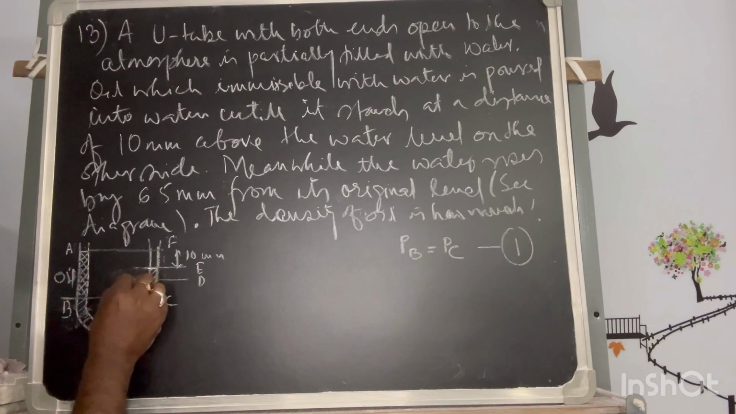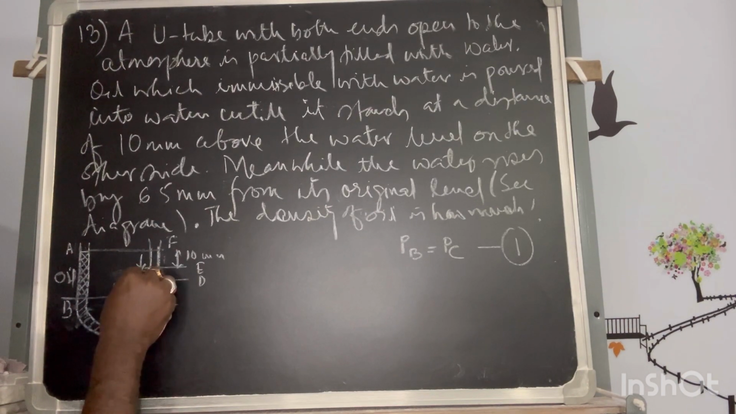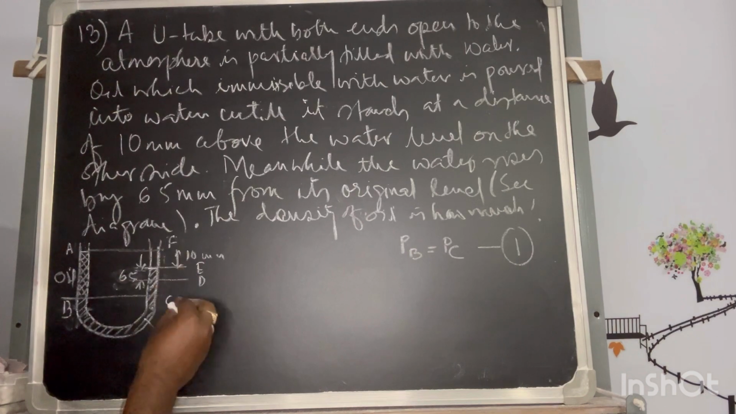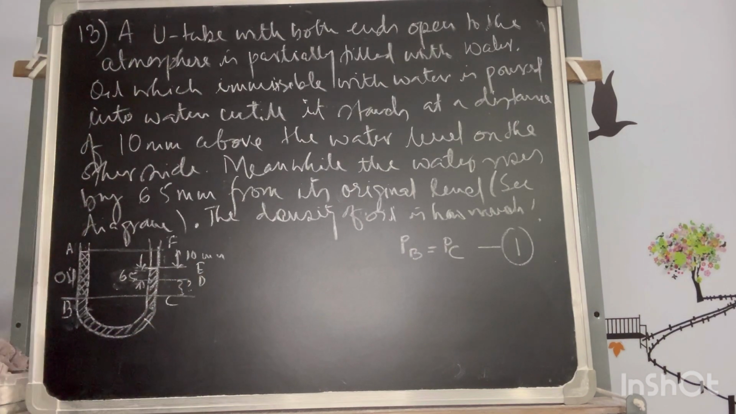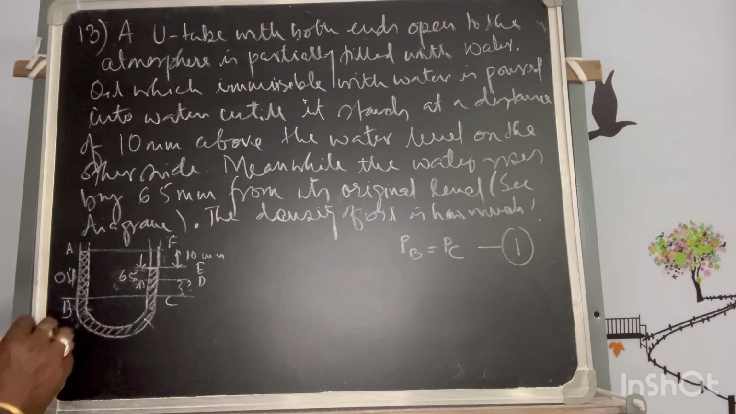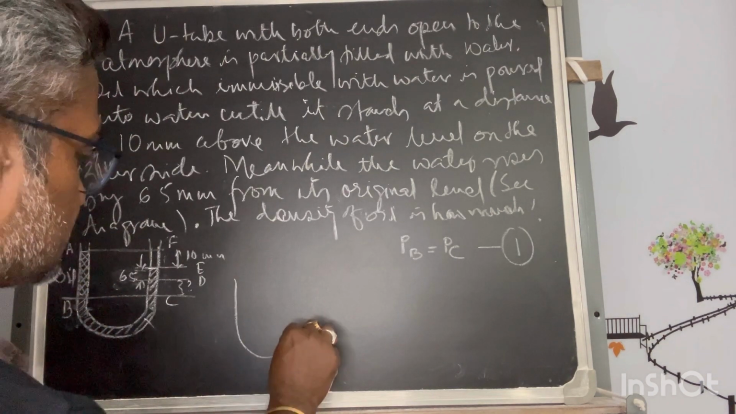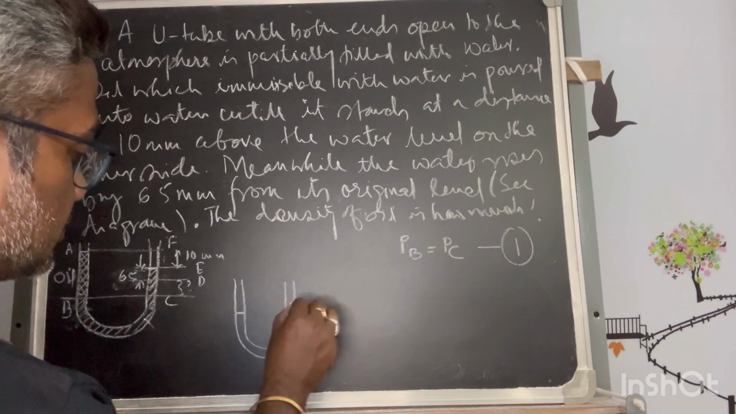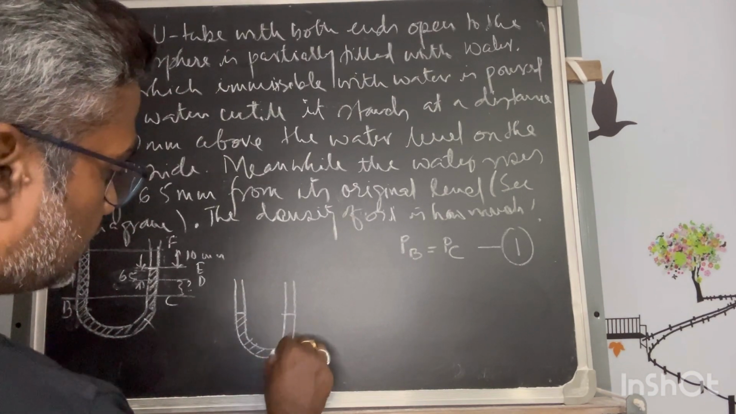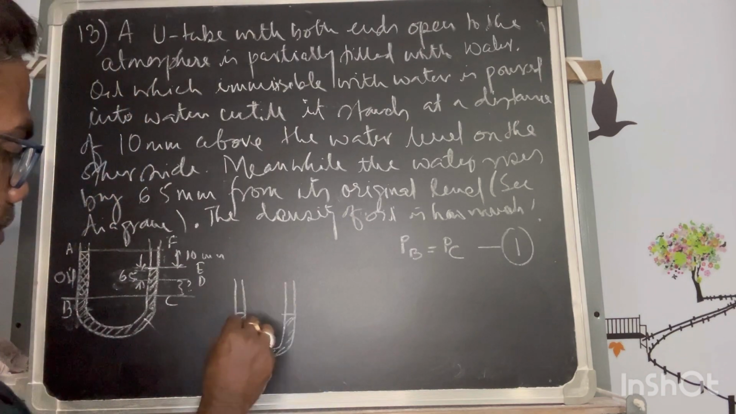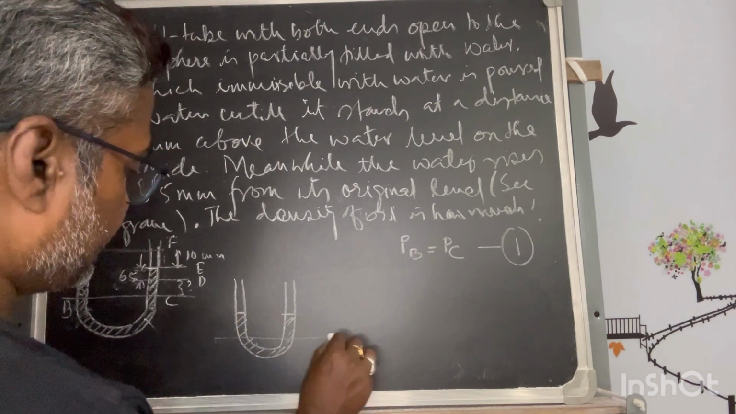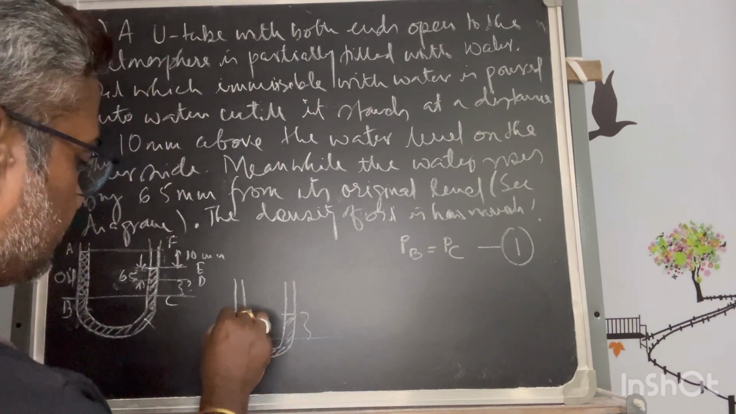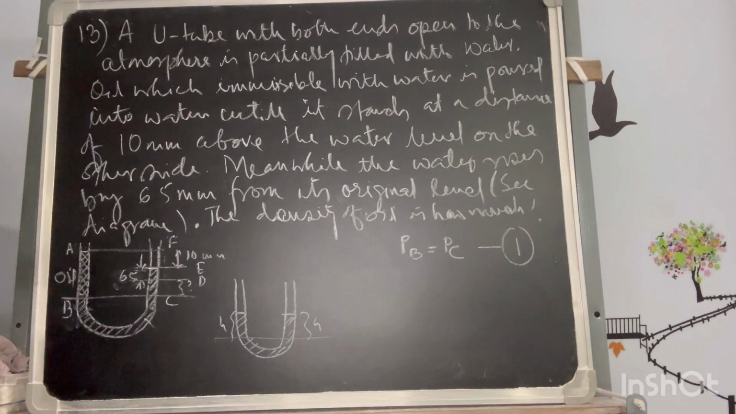I mean to say, if I take this dimension, it is 65. I was asking about this dimension. What is this dimension? Now, when the oil is poured, this was the earlier case when there is only water. This must be in equal dimension in both the cases. If I take some reference from here, the arm height will be the same.